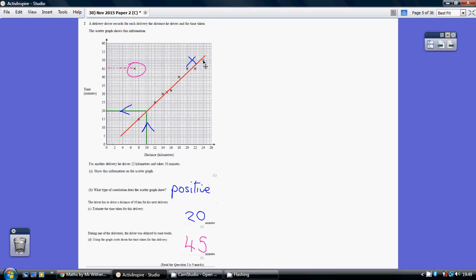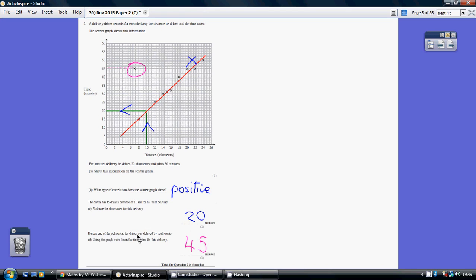So there's obviously going to be a bit of leeway how you do your answer here, because everybody's answer will be a bit different. But what you must then do is use your line of best fit accurately. So the driver has to drive a distance of 10 kilometers. So along we go, 10 and across, that's 20. So my answer is 20.